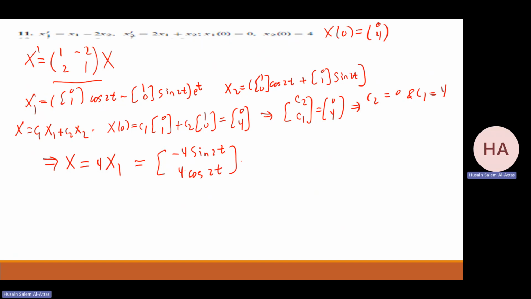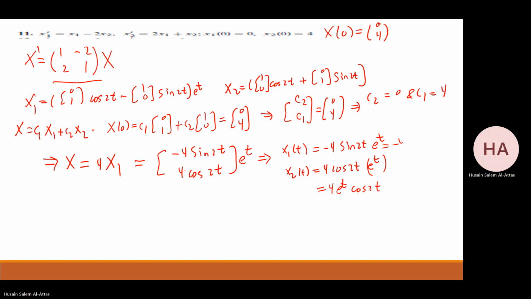Times e^(4t). Don't forget the e^(4t). So small x1 is minus 4 sine 2t e^(4t), and small x2 is 4 cosine 2t e^(4t). Usually write it the other way: e^(4t) cosine 2t. No problem, both are correct. Just to make sure, this is the argument of cosine. This is not part of the argument of cosine.